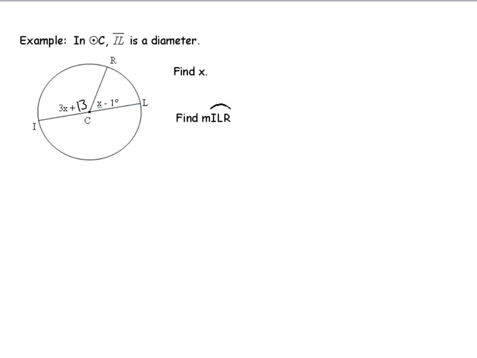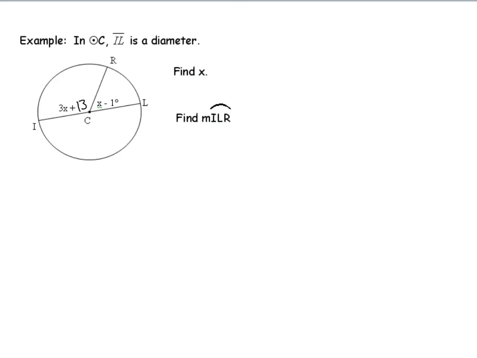Now in this example, we're given circle C, and they're also telling me that IL is a diameter, which is really important because that tells me I've got two semicircles here, and semicircles have 180 degrees. That's really helpful, especially if I'm going to try to solve for x, and I'm also going to try to solve for the arc measurement for ILR. So for the first one, let's go ahead and set up for x.